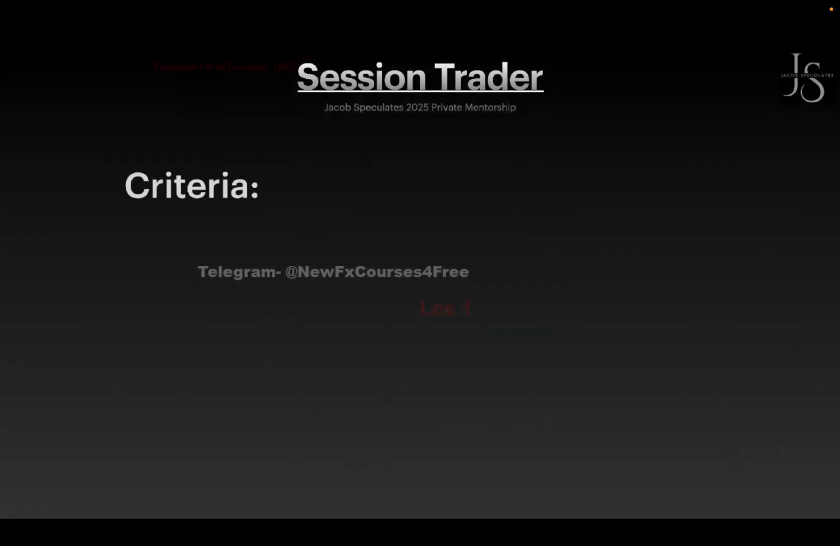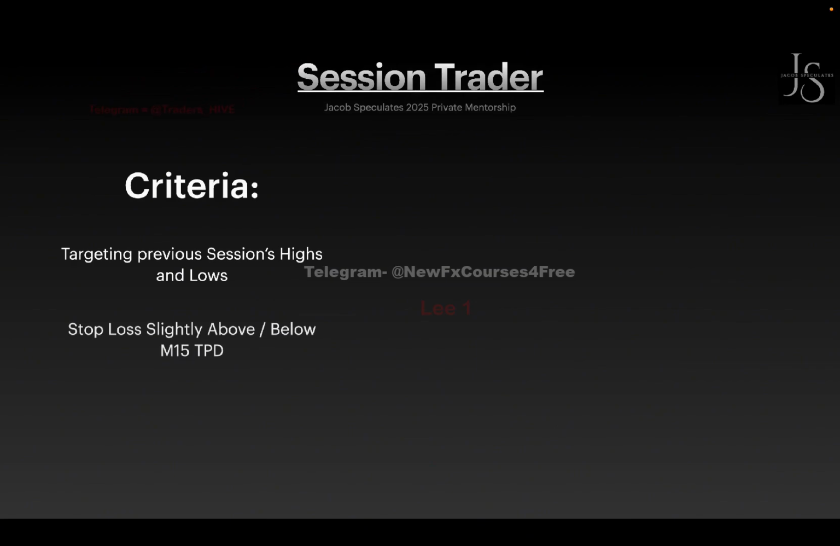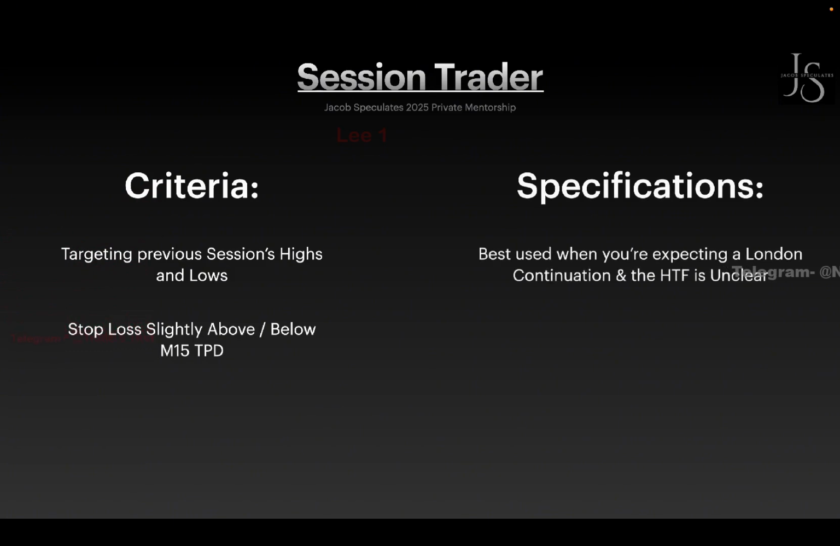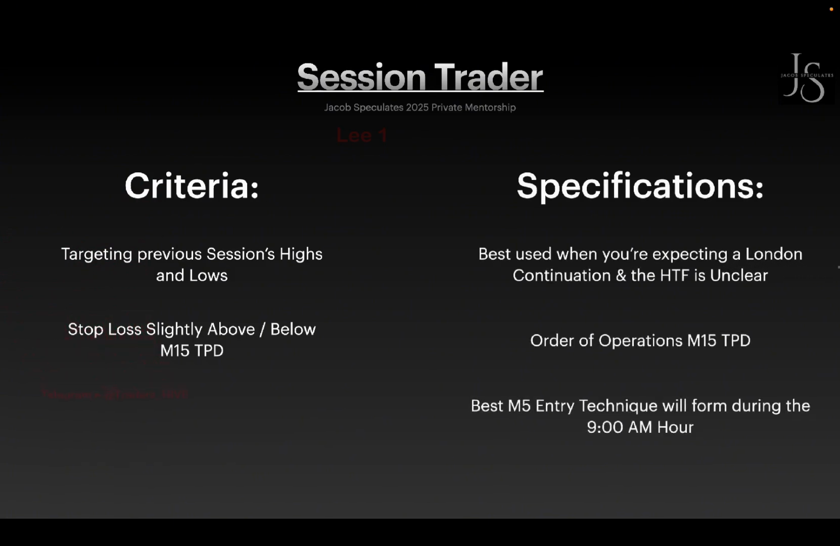So diving a little bit deeper, the criteria is you're targeting previous sessions highs and lows, and your stop loss is slightly above or below the 15-minute time frame TPD. Now the specifications for the session trader is this is best used when you're expecting a London continuation and the higher time frame is unclear. And the order of operations 15-minute time frame TPD is what is best used, and then the best 5-minute time frame entry technique will form during the 9 a.m. hour.